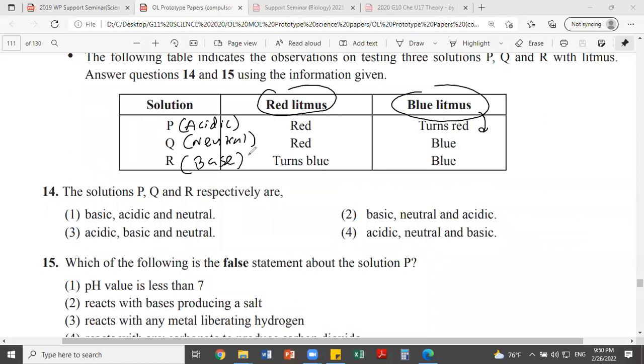Sorry about that. Now I have to take this vertically. I had made a simple mistake. Now you can check again. What is the answer now? Acidic, neutral and basic. The answer is 4th, right? You have to change the answer. Sorry about that. The answer is 4th.